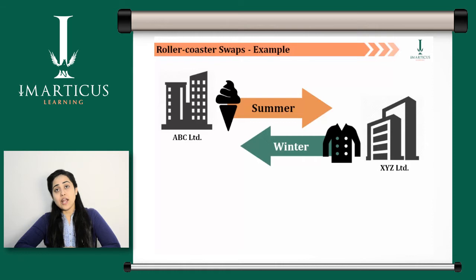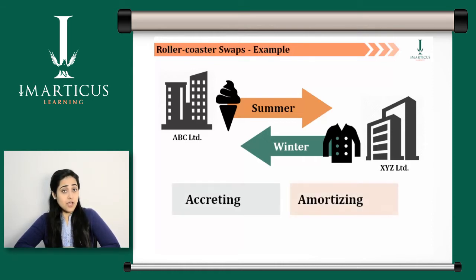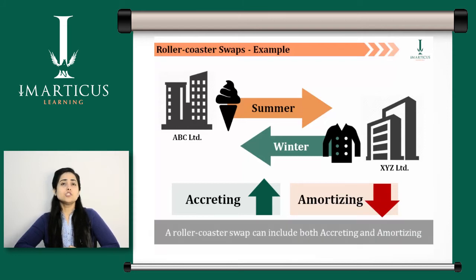The two situations that may occur during a rollercoaster swap are called accreting and amortizing. Accreting is where the notional on the swap is increased by predefined amount at each settlement date. Amortizing is where the notional on the swap is reduced by predefined amounts at each settlement date. A rollercoaster swap can include both accreting and amortizing.